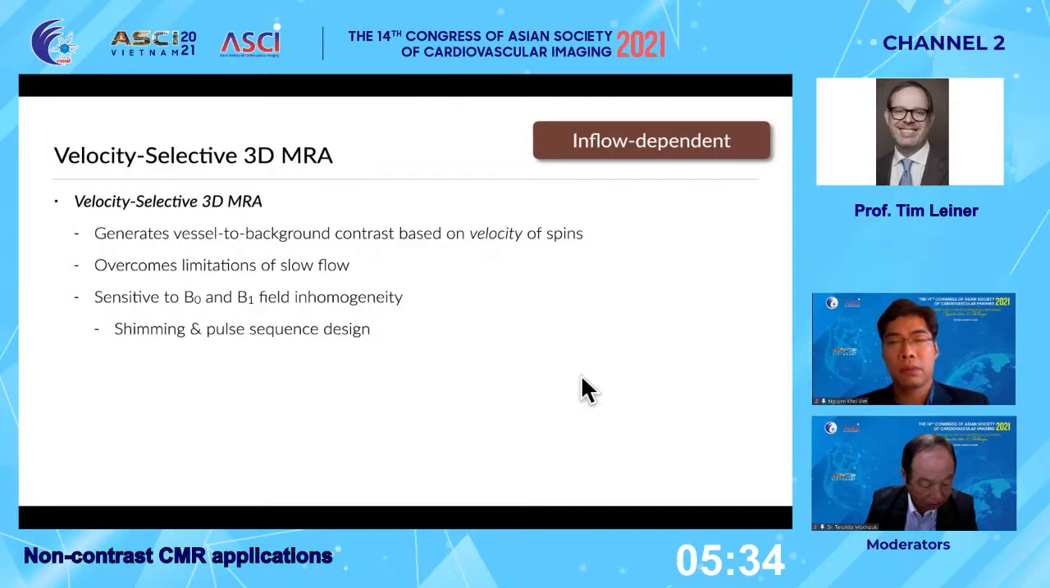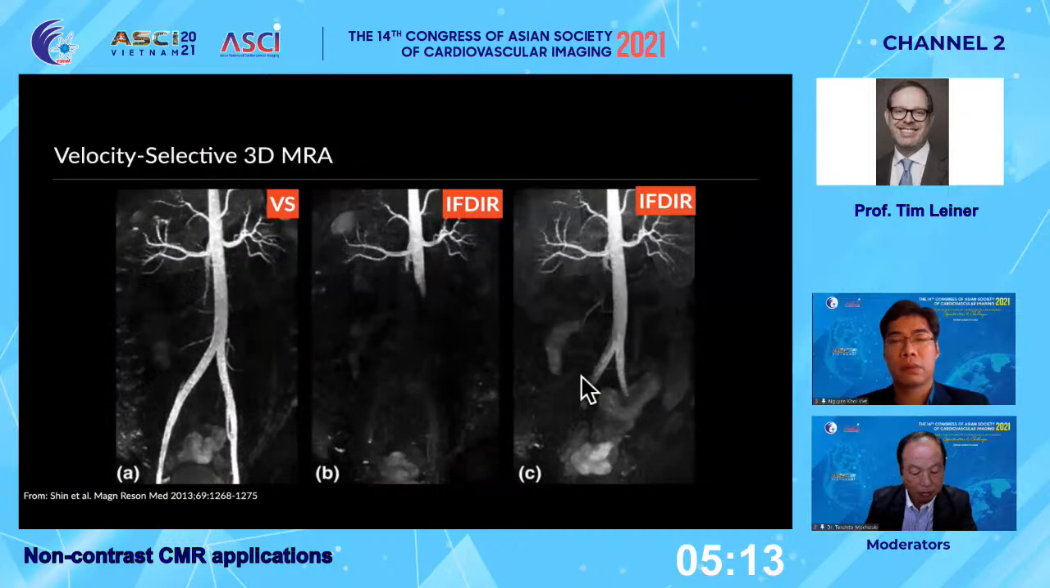Velocity selective 3D MRA is the last technique. This is a technique that generates vessel background contrast based on the velocity of spins, and it overcomes limitations of slow flow. However, it's sensitive to B0 and B1 field inhomogeneity and thus demands shimming and pulse sequence design considerations.